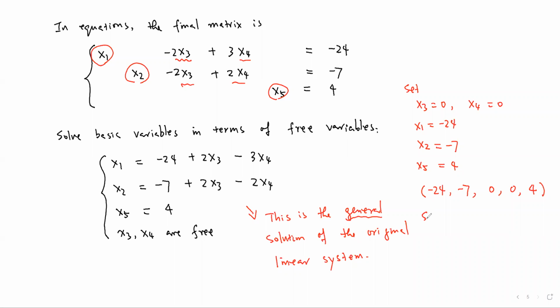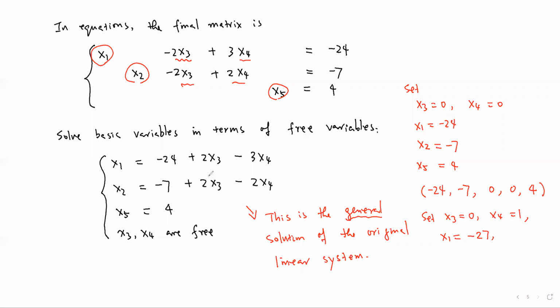Now, if I say x3, for example, is 0, x4 is 1, then plug in 0, 1 into the first equation, then I get x1 is -27.